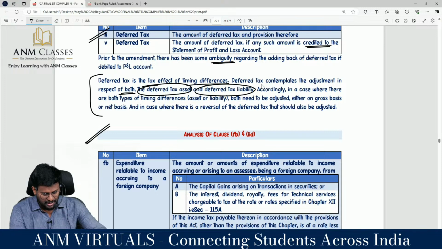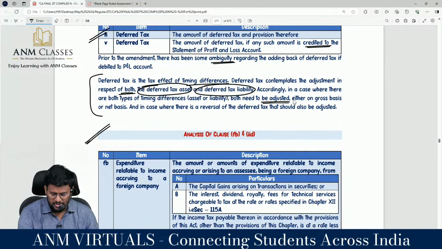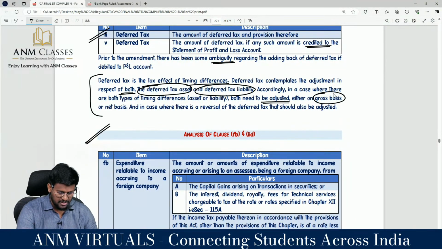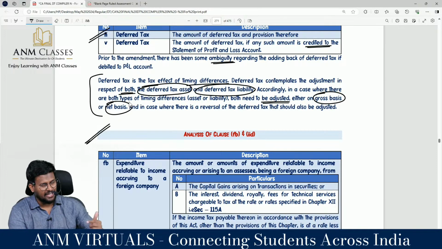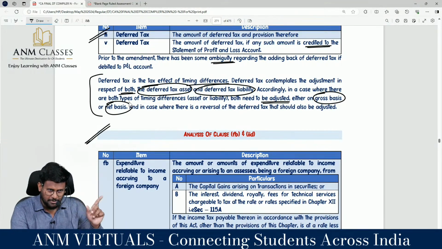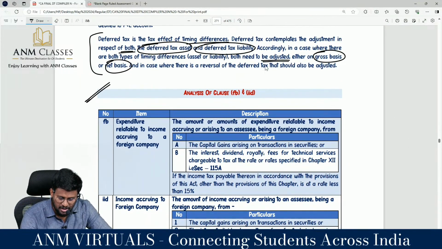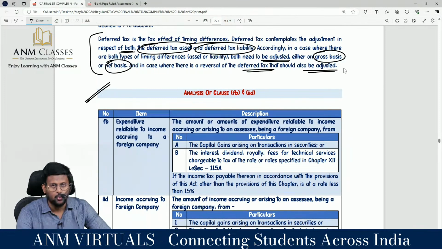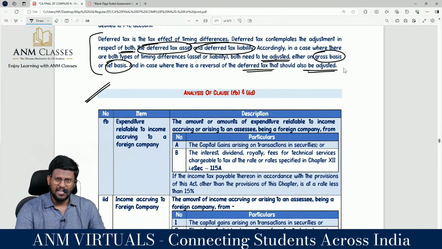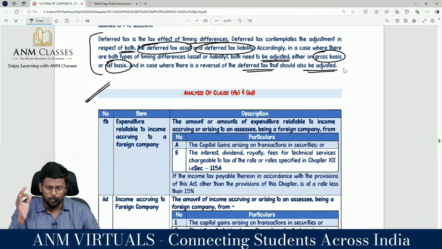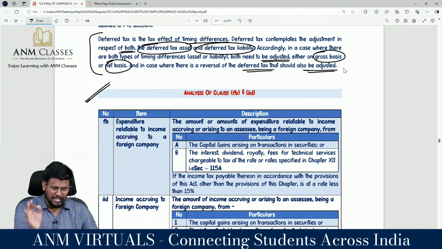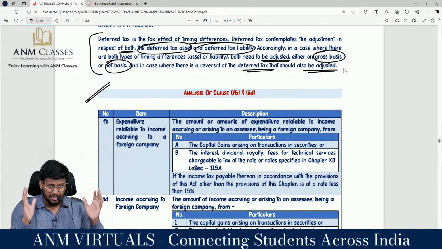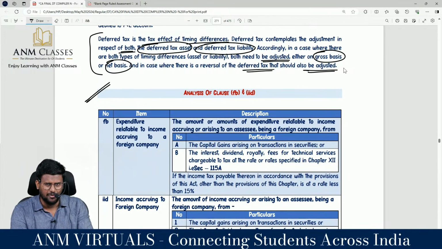Accordingly, in a case where there are both types of timing difference, asset or liability, both need to be adjusted either on gross basis or on net basis. Either add deferred tax and minus deferred tax, or on net basis add or less. And in case where there is a reversal of deferred tax, that should also be adjusted. What is the one line summary? Any deferred tax debited to P&L account should be added back. Any deferred tax credited to P&L account should be removed. Deferred tax adjustment is just a timing difference. It will not suffer MAT.